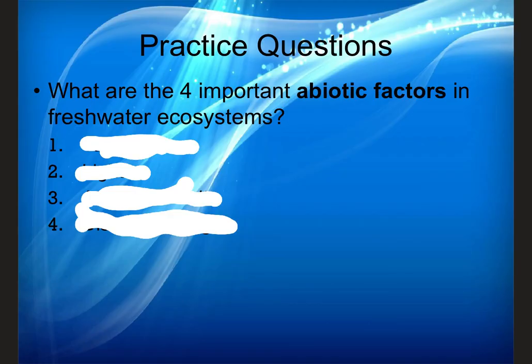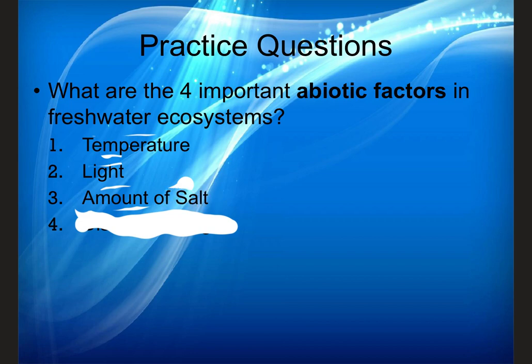All right, so let's take a moment real quick and answer this question. Try to answer this on your own. You can refer back to your notes if needed. What are the 4 important abiotic factors in freshwater ecosystems? Pause the video and try to answer this. All right, so you should have gotten 4 things. Number 1, temperature. Number 2, light. Number 3, amount of salt. And number 4, dissolved oxygen.